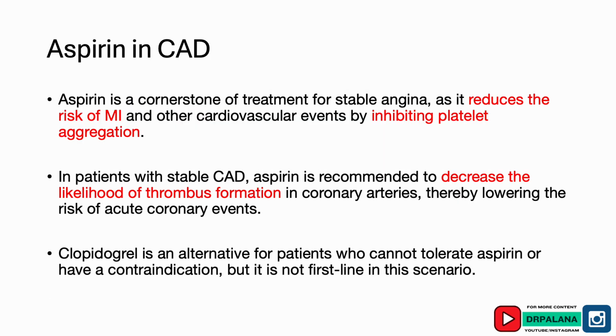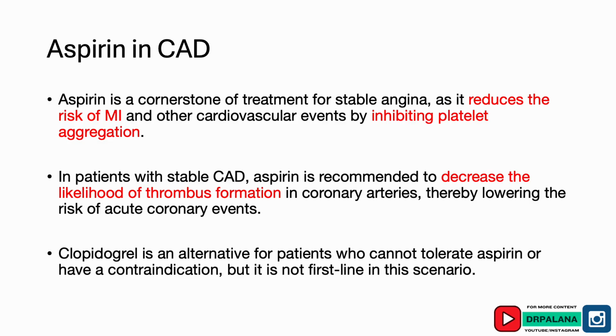Aspirin. Aspirin is a cornerstone of treatment for stable angina as it reduces the risk of MI and other cardiovascular events by inhibiting platelet aggregation. In patients with stable CAD, aspirin is recommended to decrease the likelihood of thrombus formation in coronary arteries, thereby lowering the risk of acute coronary events. This patient presents with symptoms suggestive of stable angina and has risk factors such as hypertension and hyperlipidemia. Adding aspirin to her treatment regimen is crucial for secondary prevention of cardiovascular events.